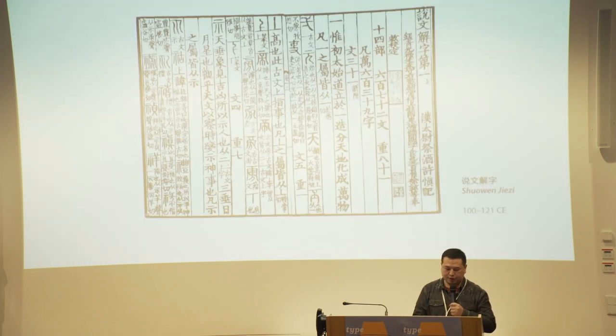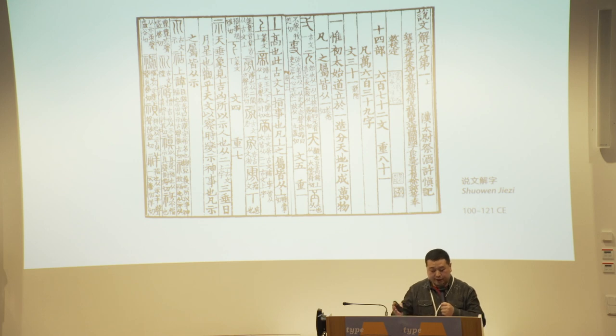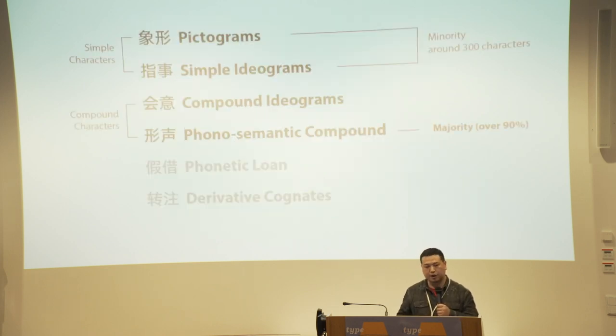About 2,000 years ago, we had this book named Shuowen Jiezi, and it's basically an explanation of the Chinese characters. It explains everything: the meaning of the characters, how they should be pronounced, and how they should be composed. In this book, we have six main categories of Chinese characters, and the first four of them are also the composing methods of making Chinese characters.